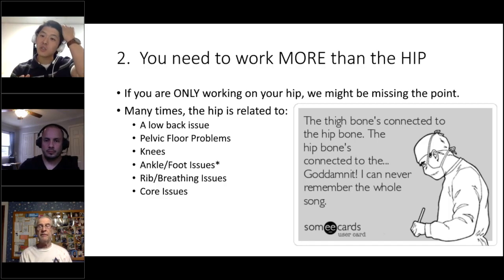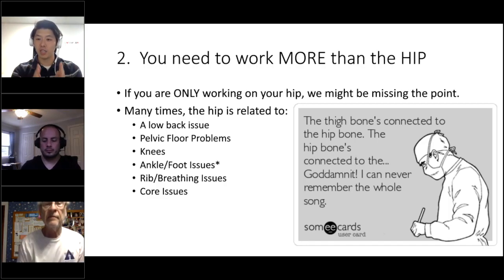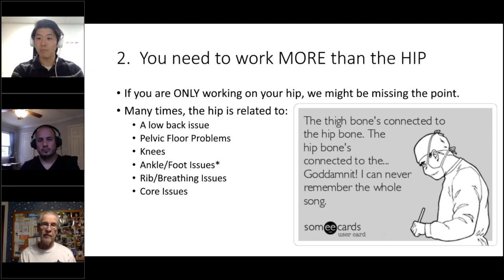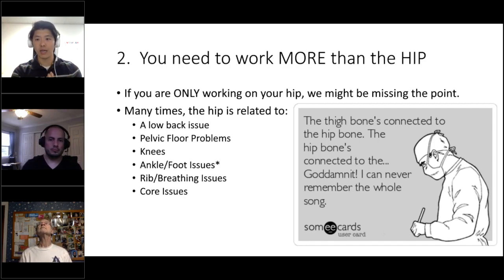So if the individual is just looked at for the hip because the hip just hurts, we might be missing the point. And I'll say more on the reason for that in number 3. But many times the hip is related to a low back issue, a pelvic floor issue, your knees, ankle, foot, rib issues, or core issues. You'll be surprised how many things change a hip.